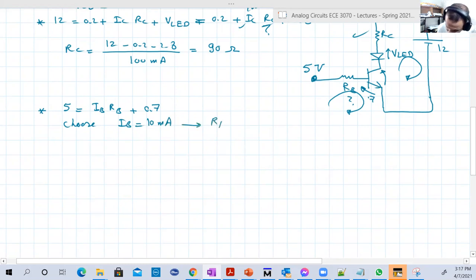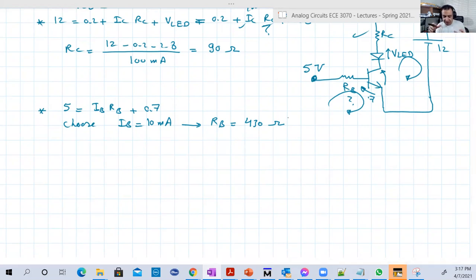So for that, RB can be determined easily. It's going to be 430 ohms. What does that mean? That means if you bring a 430 ohm resistor and a transistor with a beta equal to 100 and a resistor RC equal to 90 ohms, and connect them to a 12 volt battery, then connect it to the microcontroller, whenever the microcontroller gives 5 volt high at its pin, there will be a current out of the microcontroller equal to 10 milliamperes. That's what it means when we design something. We say that whenever you give me a 5, I'm going to take 10 milliamperes from you.